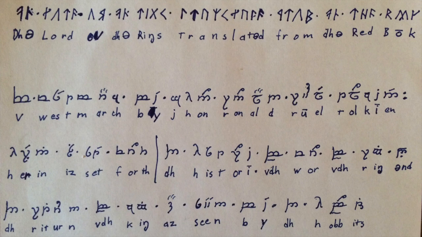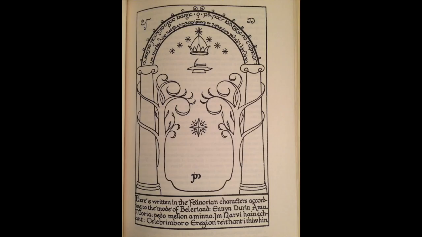Now let's look at the Moria door. Okay, so here's the Moria door inscription. And what's interesting here is he doesn't give us an English translation. He actually just gives us straight up the Elvish. So at the bottom it says, here is written in the Feanorian characters according to the mode of Beleriand. Enyun durin aran Moria pedo melon amino. Im narvi hain echant celebrimbor o eregion tethant Ethiuhin.